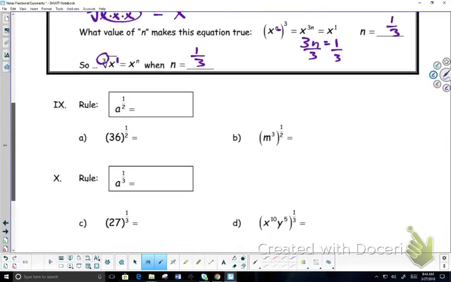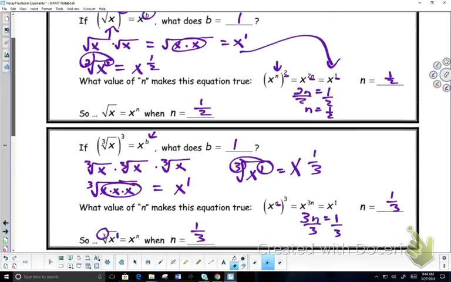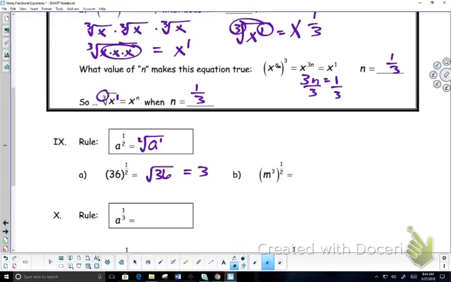So let's go in the other direction. A to the 1/2 is the exact same thing as the square root of a, right? Keeping in mind there's a 1 here and a 2 here, but I don't have to write either one of those. 36 to the 1/2 is the exact same thing as the square root of 36, which equals 6. But I'd like to, not 3. Sorry. Not 3. 6.